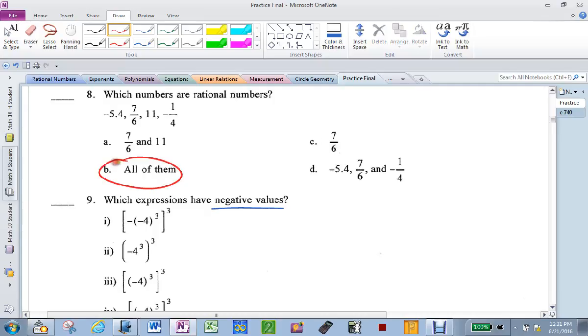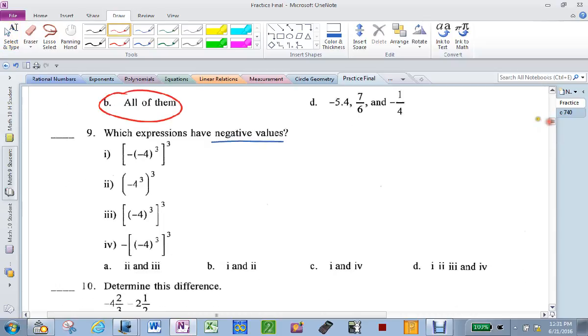All of them. Because that's a decimal that ends, that's a fraction because it's 11 over 1, and that's a fraction. So they're all rational. I'm smart. Smart. Number 9.